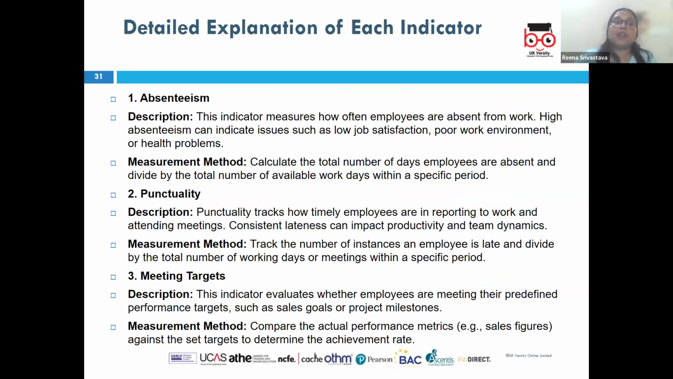If you are taking the parameter of absenteeism, it will measure how often employees are absent from work. If there's a high absenteeism, it obviously indicates that the person doesn't have job satisfaction, there's a low job satisfaction, or the work environment is poor. How you're going to measure is to calculate the total number of days employees are absent and divide it by the total number of available work days.